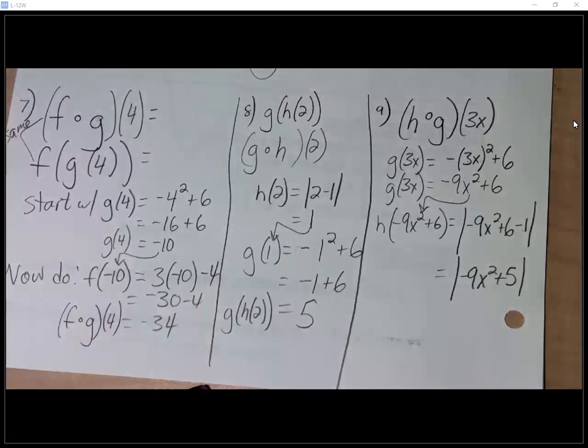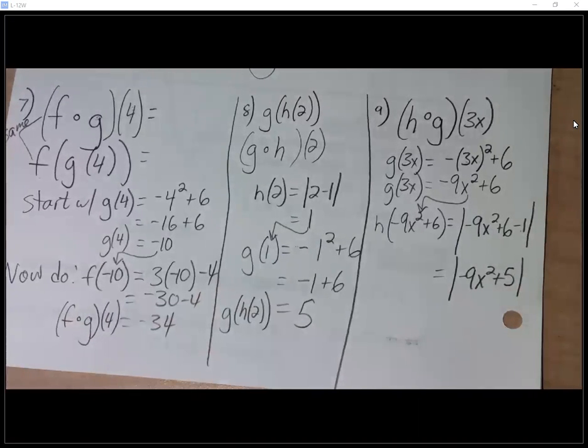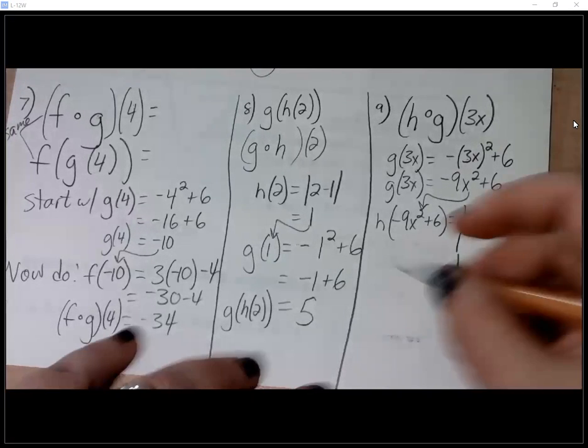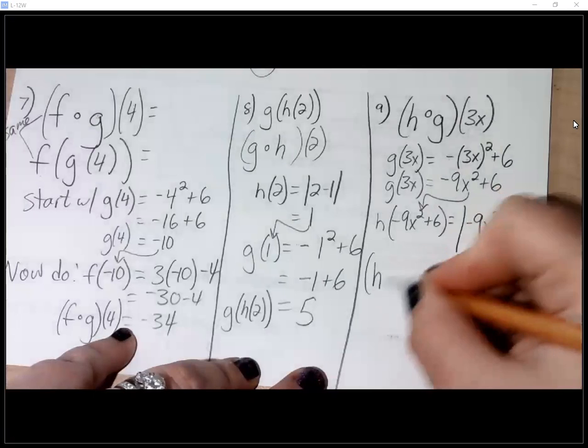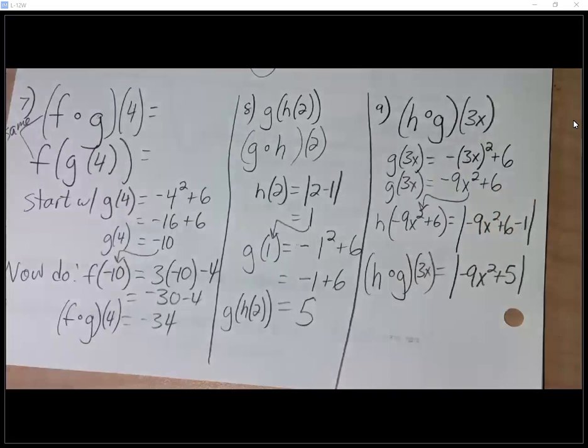Why? Why can't I just say if it's a negative 9 in there, wouldn't its absolute value just be 9? No, because I'm not just multiplying here. If it were just a negative 9x squared in there and there wasn't this plus 5, I could pull them apart and take the absolute value of each one separately. But because this is a binomial, I'd have to add the 5 first. So I can't go any further than this. That's my answer. So there is h of g of 3x. Does that make sense? Okay.